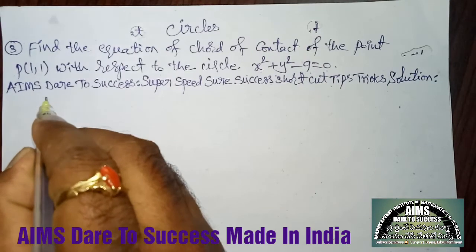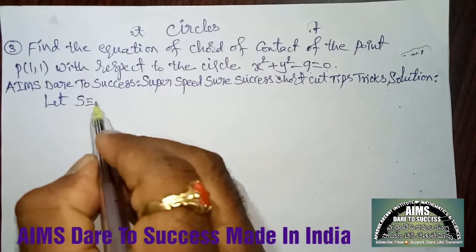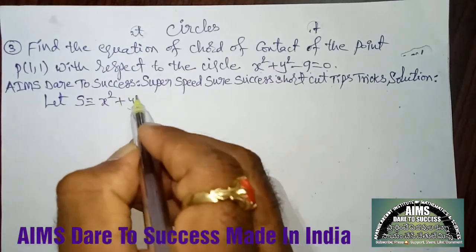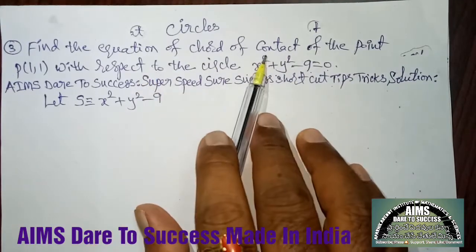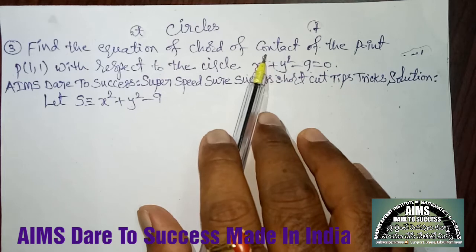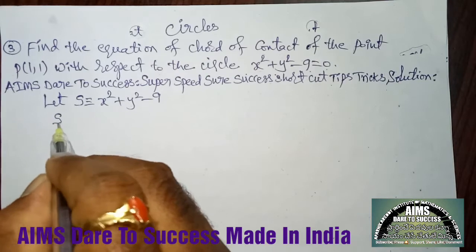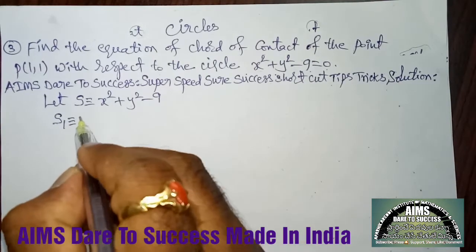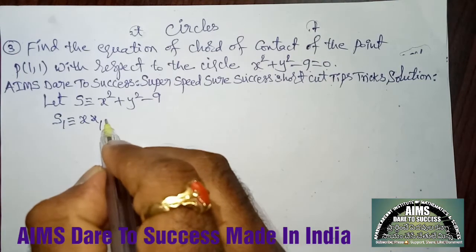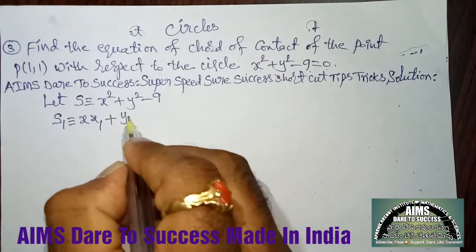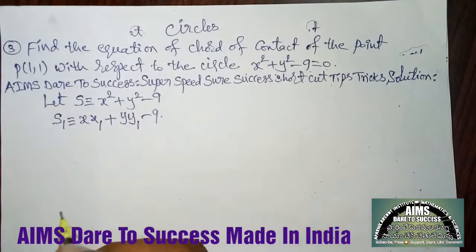Now I wanted to write the given circle, let it be S. S is equal to x square plus y square minus 9. So we want to find the equation of the chord of contact. That formula, a simple straight formula, is S1 is equal to 0. Before going to that S1, now I wanted to write S1. X square can be written as x into x1, one time of x, you can write it as x1, plus y square can be written as y into y1, one time of y, you can write it as y1, minus 9.